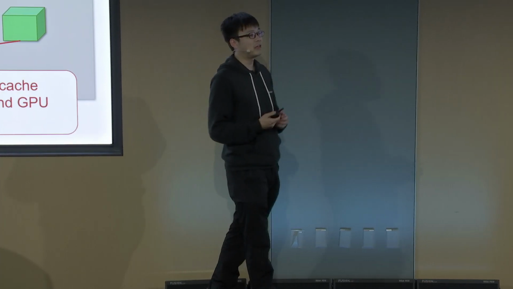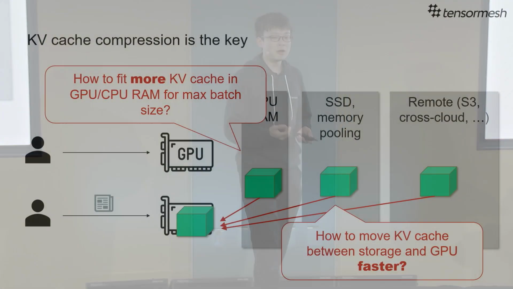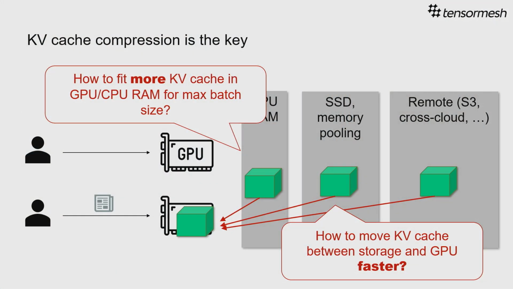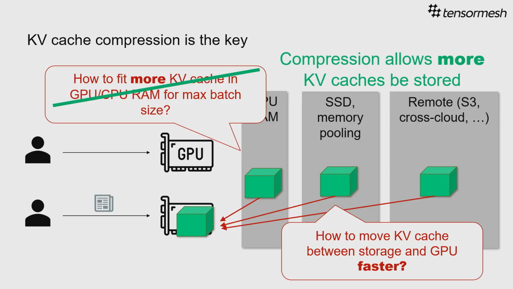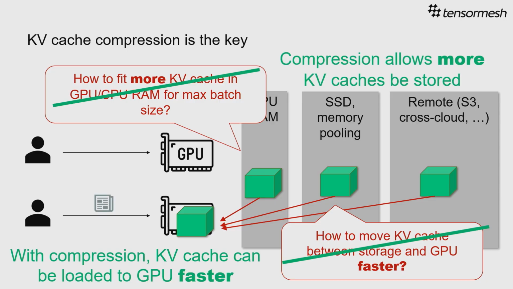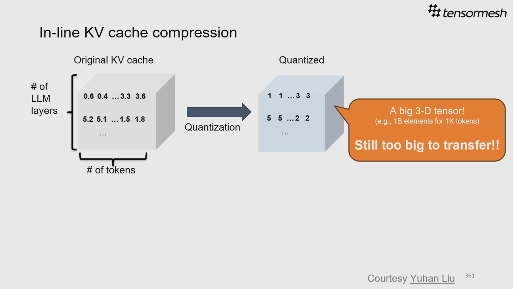So first of all, KV cache compression. Let's think about the two problems I said earlier. Industry is facing the problem of storing more KV cache cheaply and moving KV cache fast enough between GPU and storage. KV cache compression solves both problems. It makes each KV cache smaller so you can store more, and you can move them faster over the network, over low bandwidth networks. So how do we do KV cache compression?